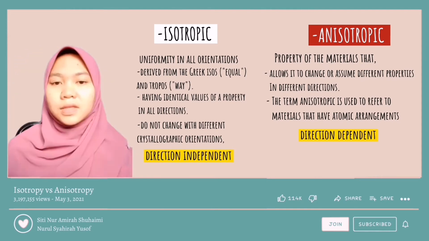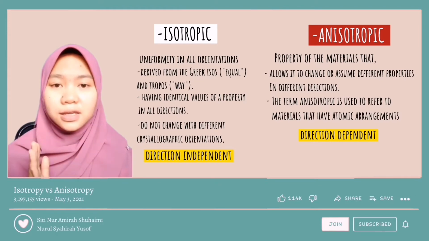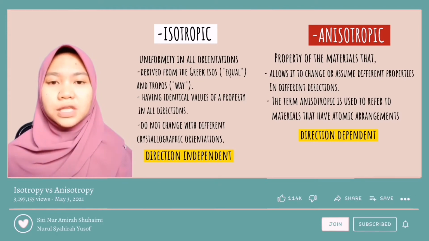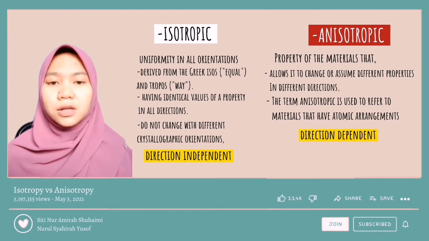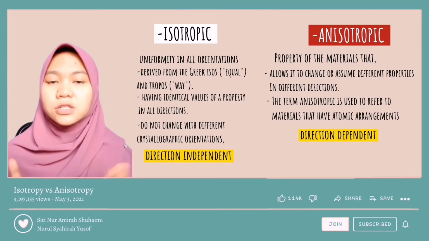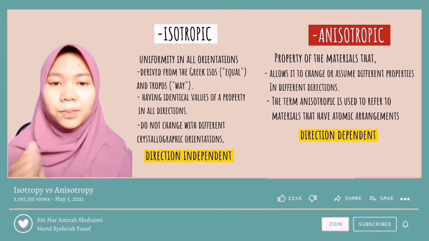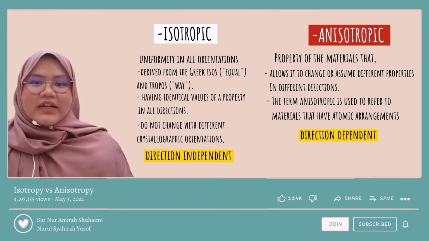independent. Okay, from this definition itself, we can see the difference in terms of dependency, which is that isotropy is independent of the direction and dimension of the crystals and therefore has consistent properties throughout. Meanwhile, anisotropy is direction and dimension dependent and therefore the properties vary for each direction and dimension.